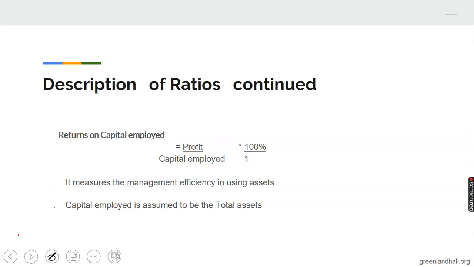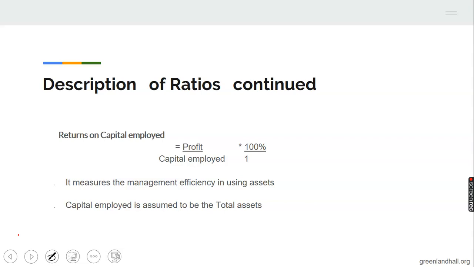In addition, we have what we refer to as returns on capital employed. This is the amount or profit that is made during a particular period in relation to the capital that has been committed or employed. So this ratio gives us returns on capital employed.